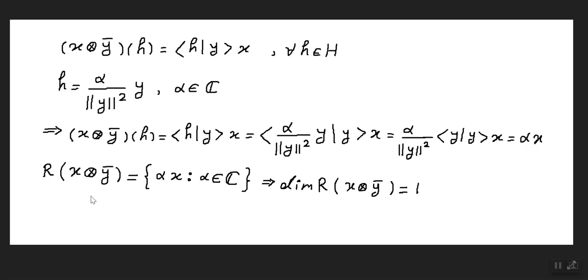So what is the range of this operator? We can see it is a scalar multiple of x. So the range of this operator is alpha x, where alpha belongs to the scalar field, the complex numbers. The range is actually a one-dimensional subspace of H, our Hilbert space, spanned or generated by this element x. So the dimension of the range will be 1. So it's a finite rank operator, and definitely this operator will be compact.